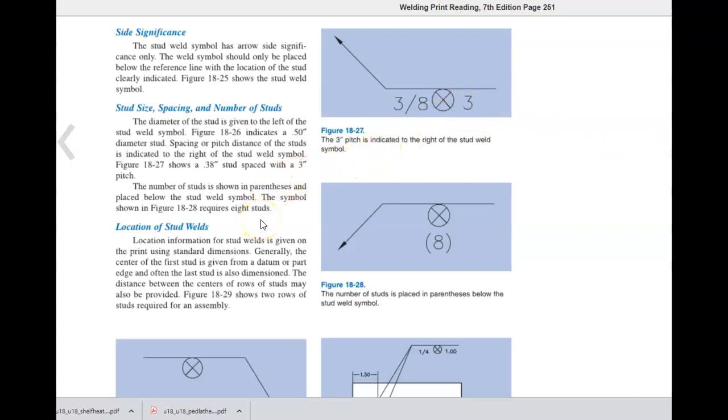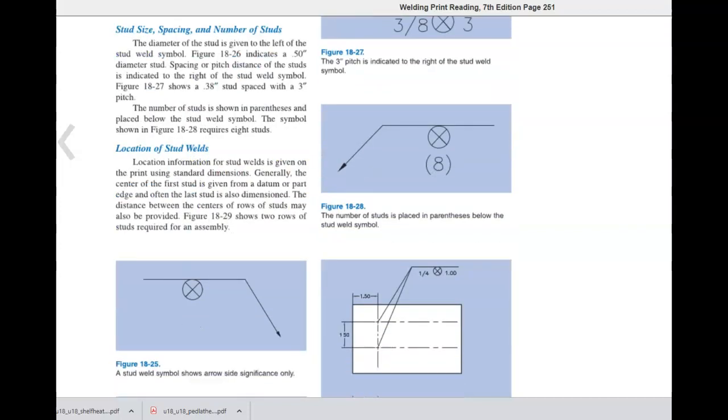The number of studs is shown in parentheses and placed below the stud weld symbol. The symbol shown in Figure 18-28 requires 8 studs.